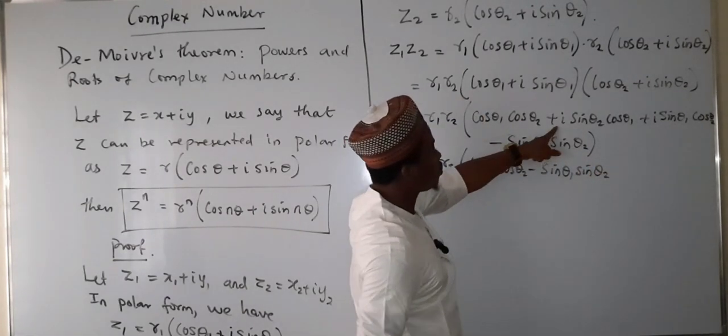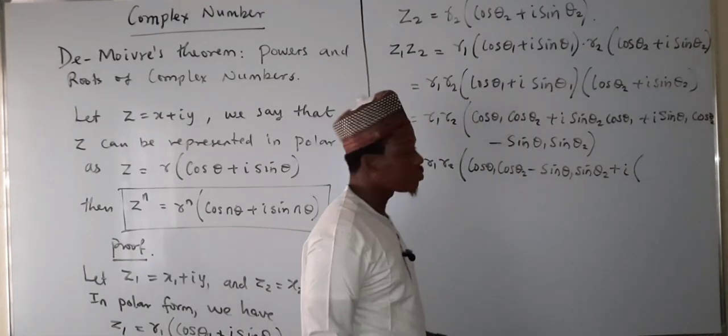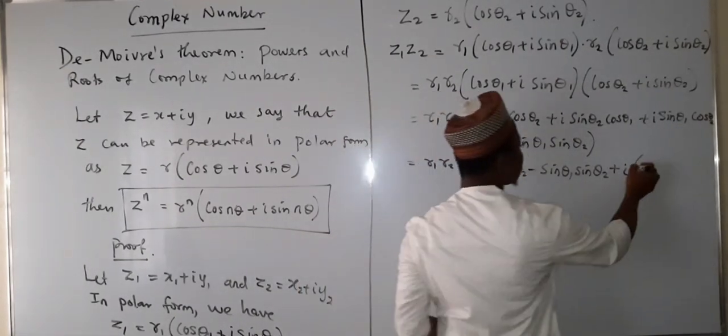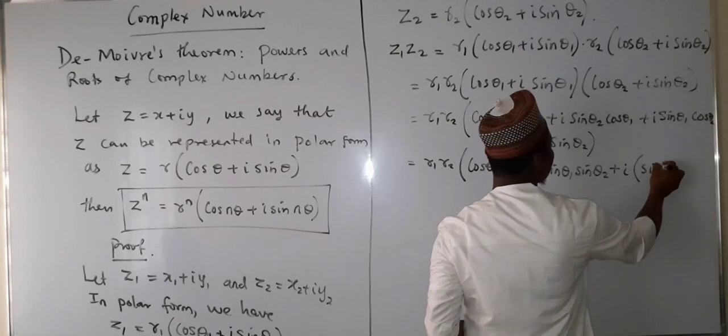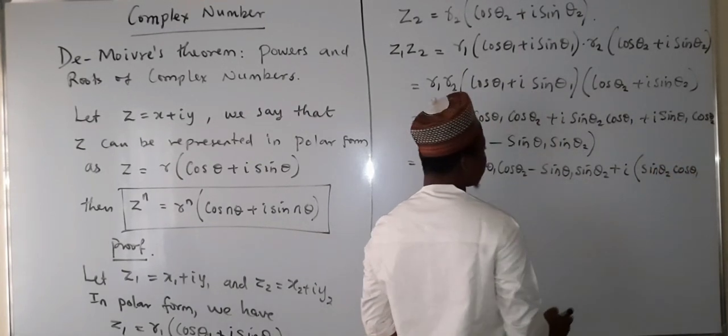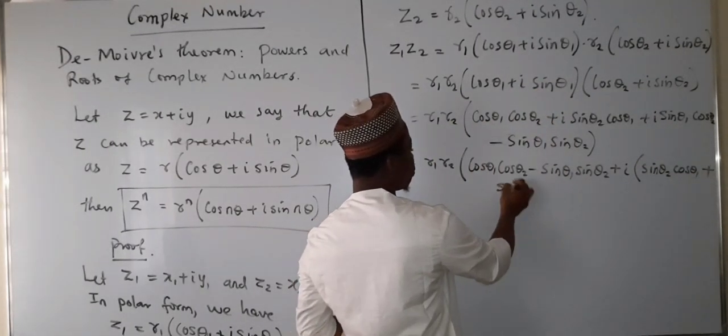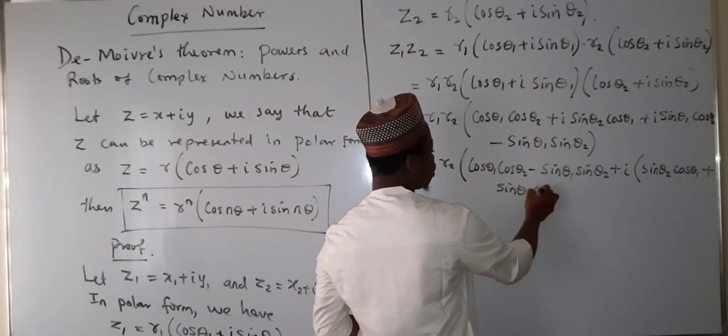Then we have plus i, open bracket, sin theta 2 cos theta 1 plus sin theta 1 cos theta 2.